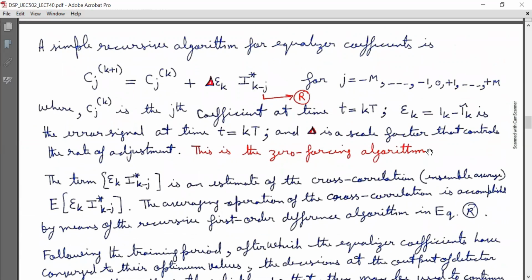Mark it equation R, where Cj with superscript k is the jth coefficient at time t equal to kT, and Ek is equal to Ik minus I cap k, the error signal at time t equal to kT. And delta is the scale factor that controls the rate of adjustment. This is the zero forcing algorithm.